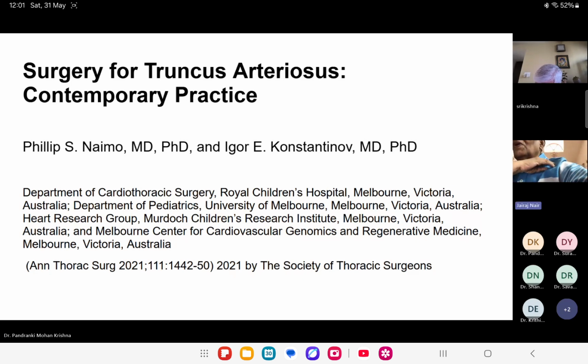Another is total anomalous pulmonary venous connection, infracardiac type, where there is usually obstructed TAPVC. Third, transposition of the great arteries. These are the main congenital cardiac conditions which require urgent surgery, probably in the first week itself. Others usually don't need surgery in the first week.